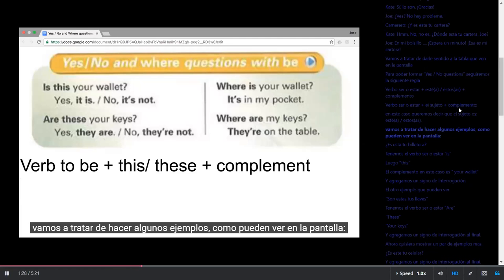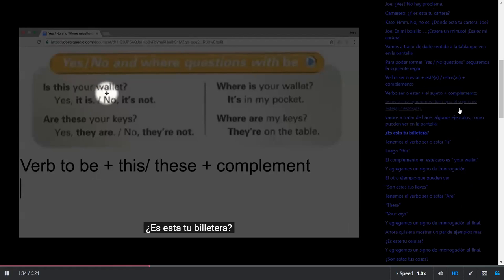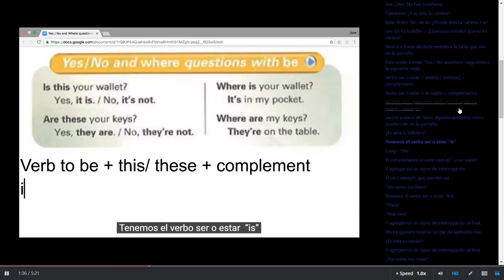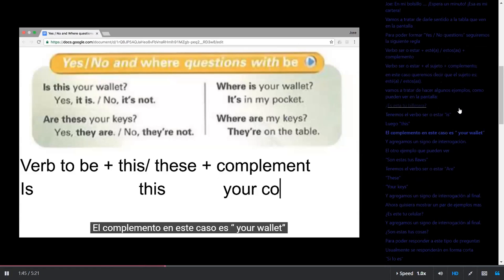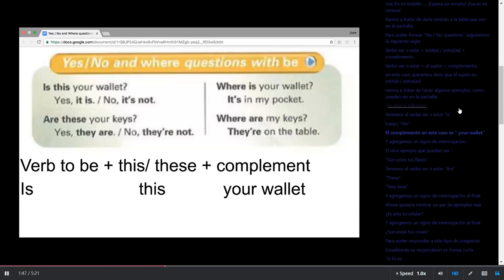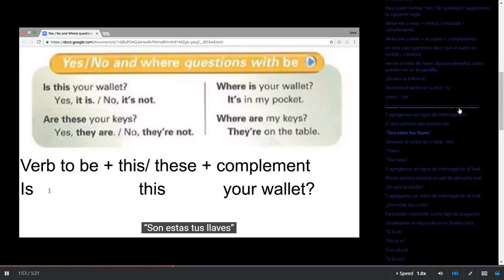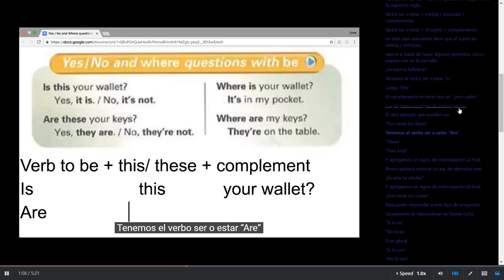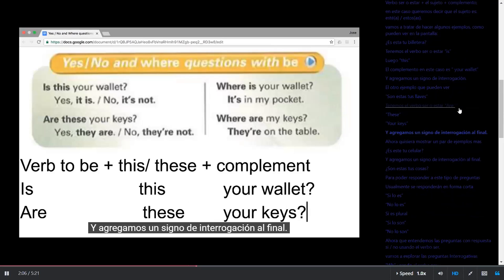So let's try to make some examples. As you can see on the screen, the example is: is this your wallet? We have the verb to be, in this case happens to be is, and then we're going to use this. The complement in this case is your wallet. And then of course we put a question mark there. The other example that you see on the screen, are these your keys? We have a verb to be, these, your keys, and of course we put a question mark at the end.